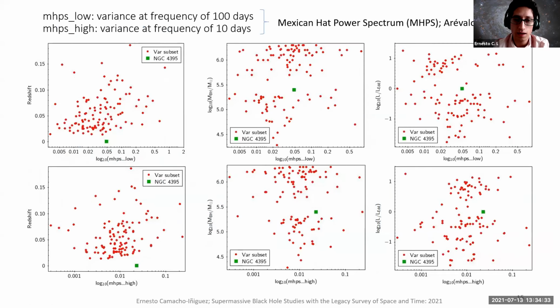Okay, here, basically really quick, what I'm showing is the relation of some black hole properties, such as redshift, black hole mass, and Eddington ratio, with respect to the variance of the light curve given by the Mexican hat power spectrum in two frequency regimes: the low frequency regime of 100 days and the high frequency regime of 10 days. What this is telling us is that since these plots present large dispersions, we still have to clean our light curves in a better way.